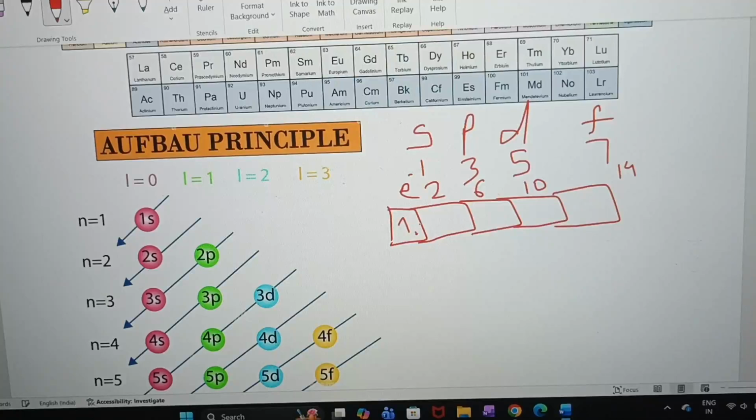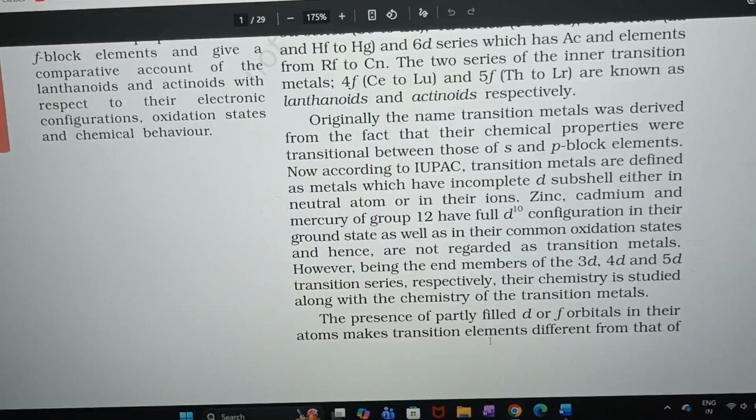Don't directly fill one more electron over here. First, one electron should be there in all the boxes, and only then can you come back to pair them. If incomplete, meaning less than 10 electrons are there, those will all be considered transition metals. But one thing is that zinc, cadmium and mercury, though they are at the center of the periodic table, actually have 10 electrons. They have complete electrons in them.